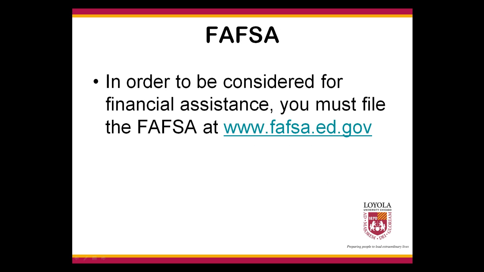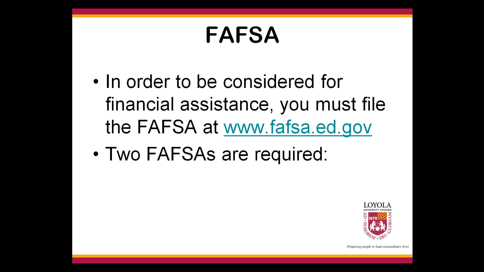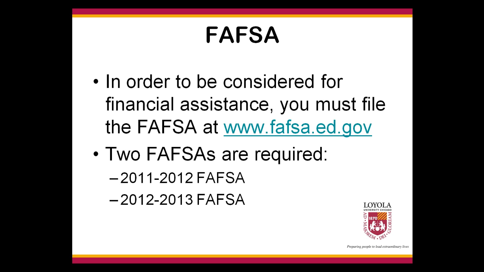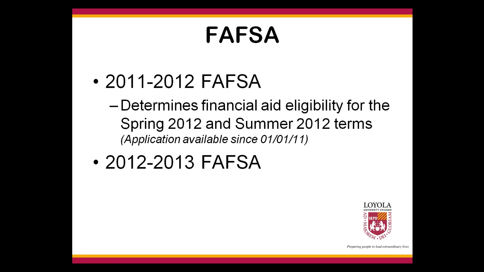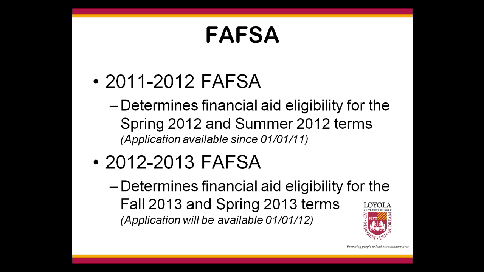In order to be considered for financial aid, you must complete the federal financial aid application, the FAFSA, Free Application for Federal Student Aid. During the time in the ABSN program, you will be required to complete the FAFSA twice for each academic year. For the Spring Cohort in the 2011-2012 year, you will complete the 2011-2012 FAFSA to determine aid for the Spring 2012 and Summer 2012 terms. Then you will complete the 2012-2013 FAFSA to determine financial aid eligibility for Fall 2012 and Spring 2013 terms.